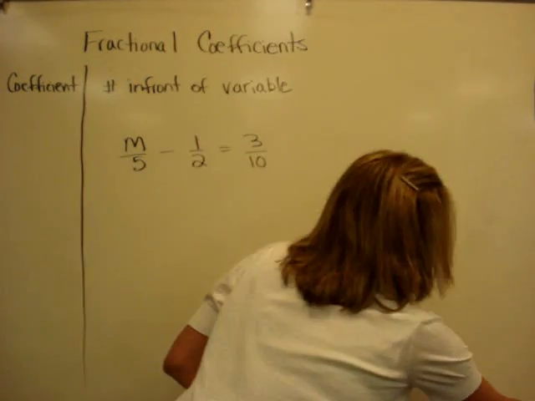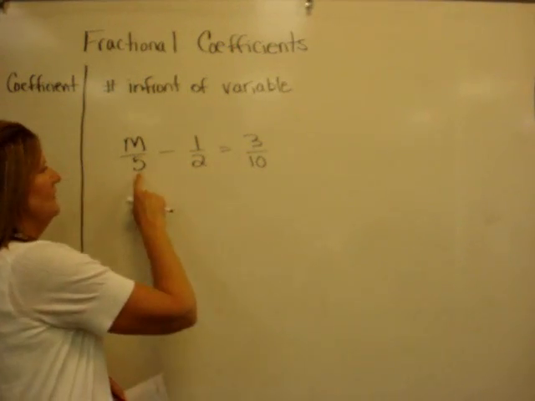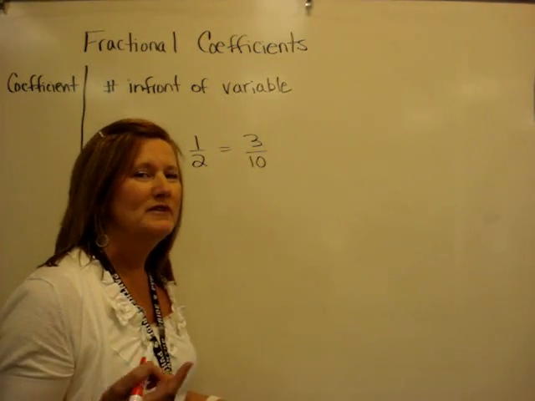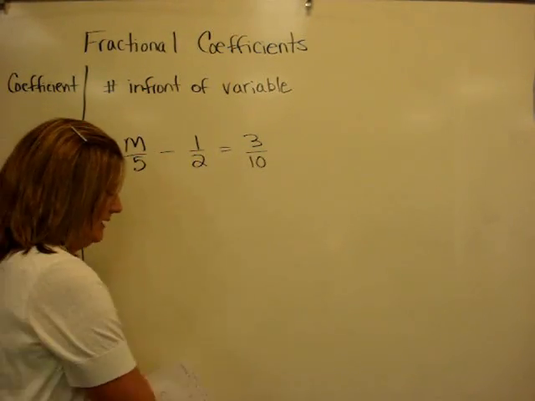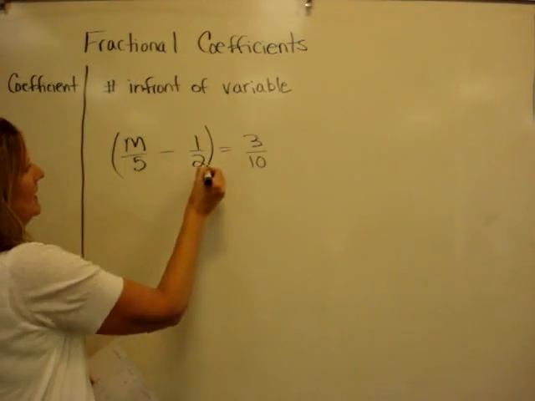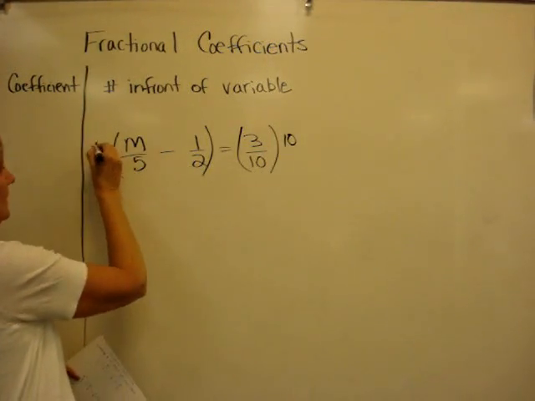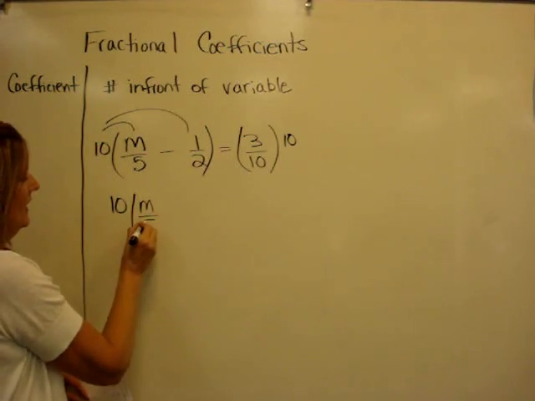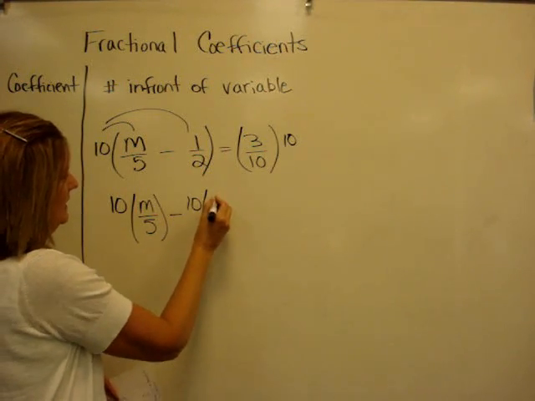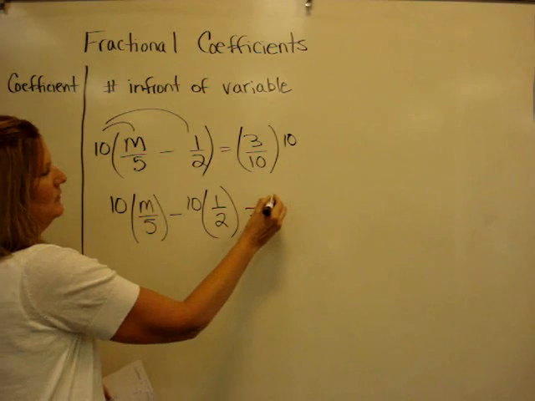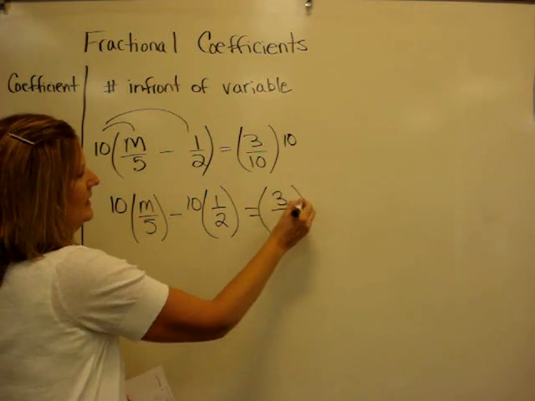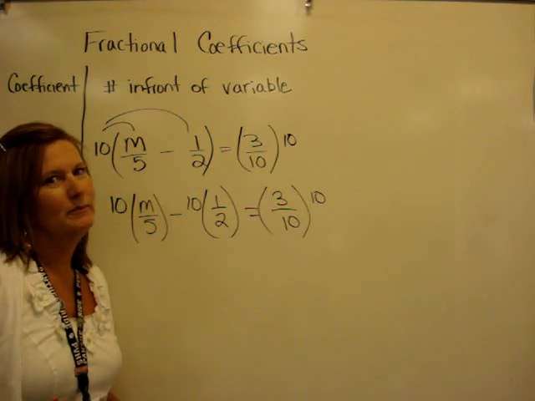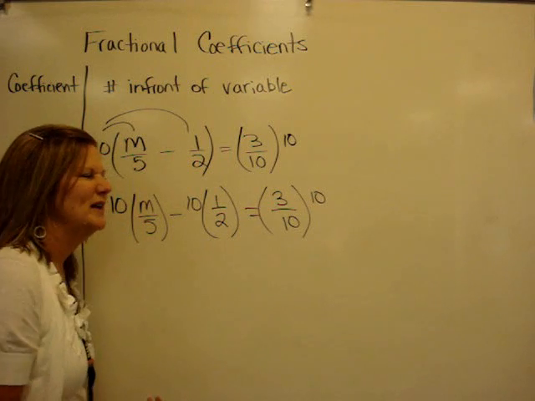So on this one, it looks to me like 5 goes into 10, 2 goes into 10, 10 goes into 10. So I'm going to multiply both sides by 10 so that I can actually get rid of it. And you use that distributive property, so I have 10 times m over 5 minus 10 times 1/2 equals 3 times 10. And then I'm just going to reduce. Once I reduce, it's going to be a problem that I can actually work, and it's not going to be quite as scary.